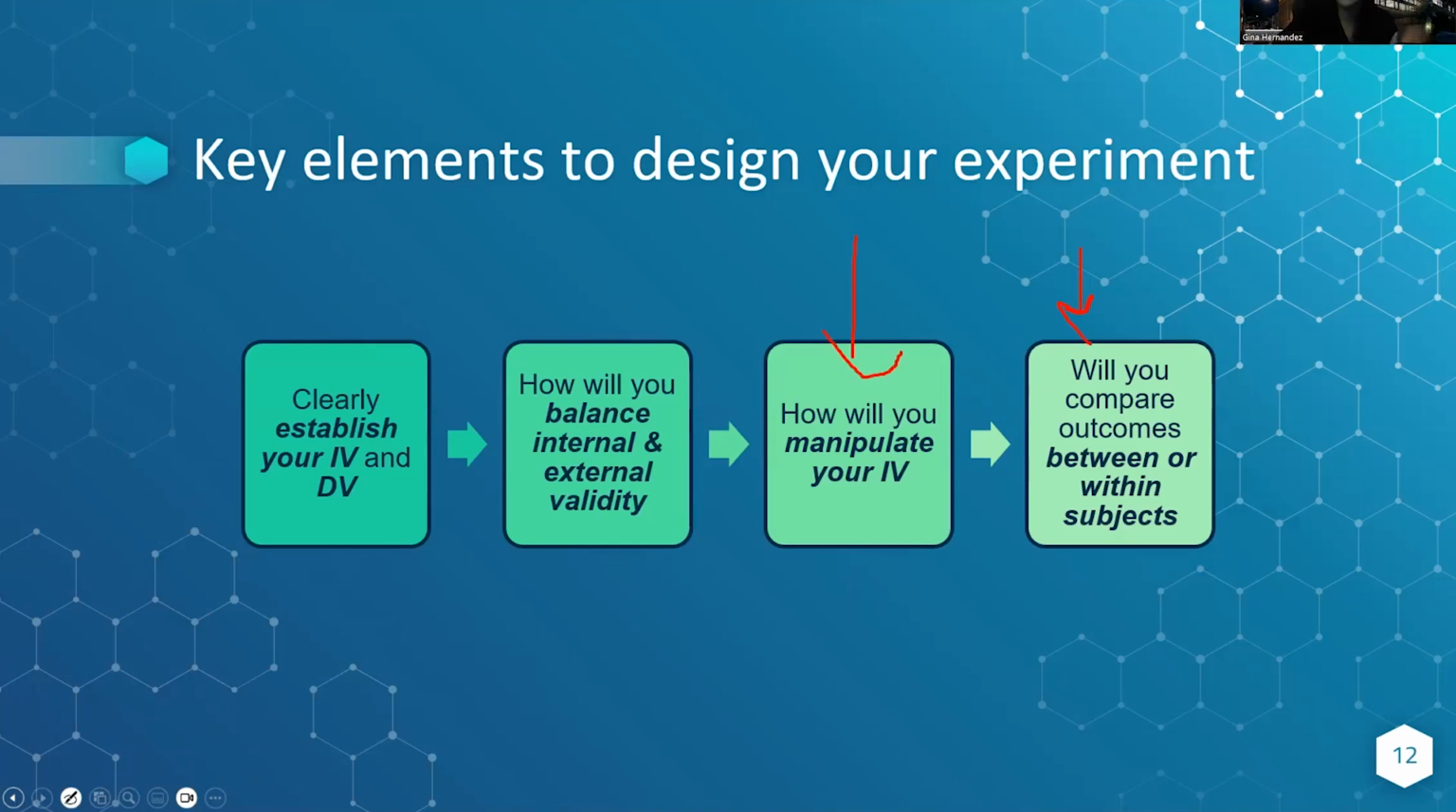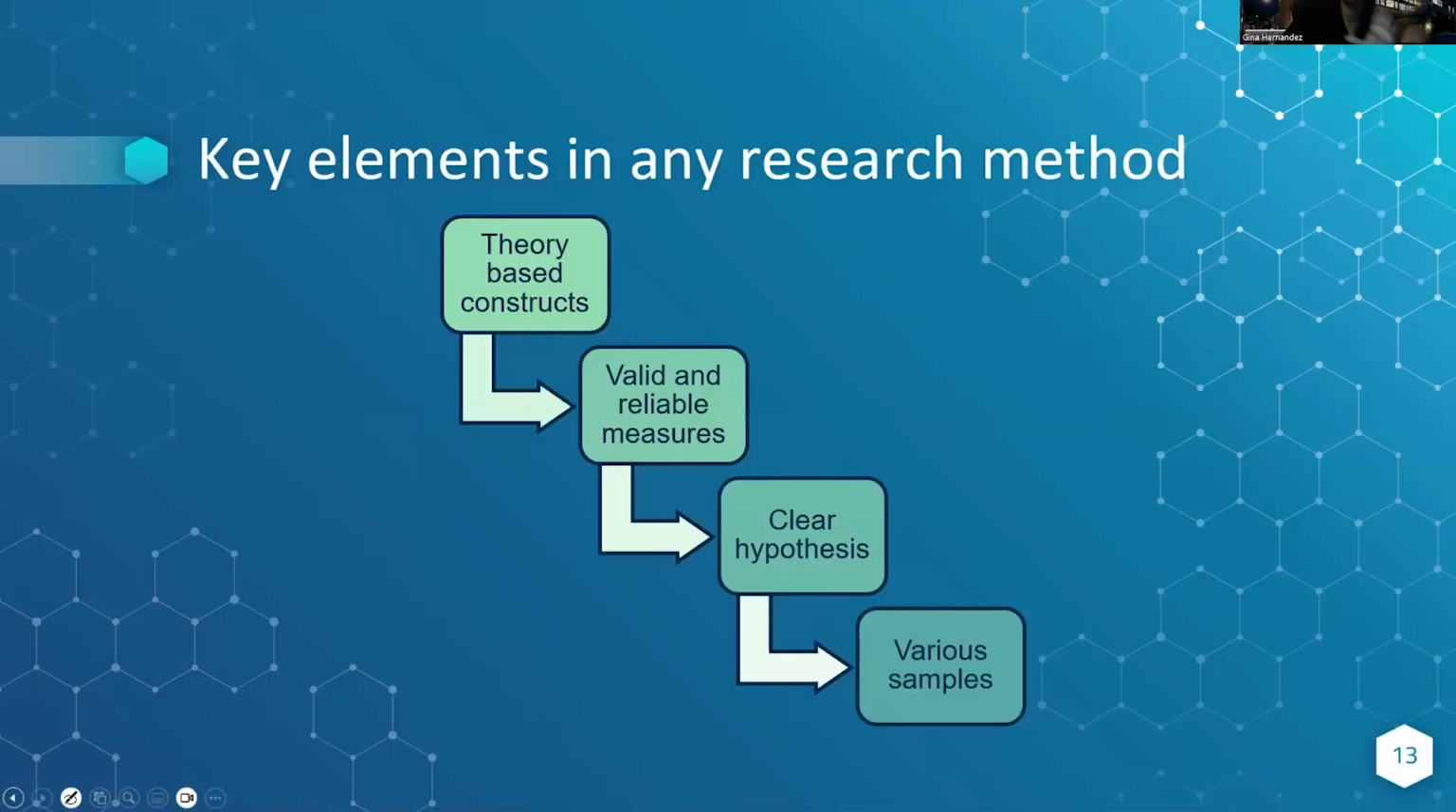But I want to remind you of something that I told you the very first time that I addressed you. If you want to have strong research methods, the most important thing is to have theory-based constructs, that your constructs are strong, that you have valid and reliable measures. If your measures are not valid or reliable, even though you have a really strict experimental design, then your results won't be able to tell you anything about reality.